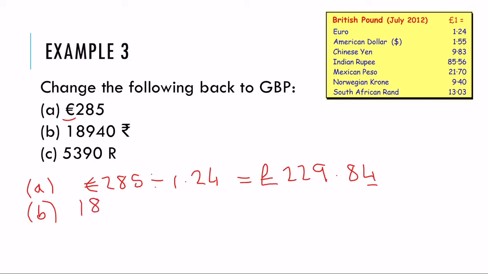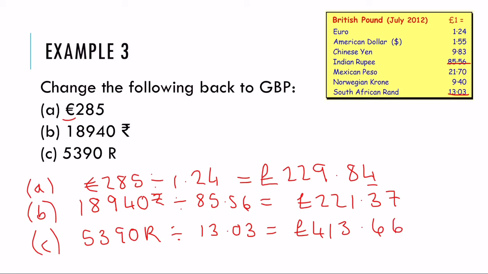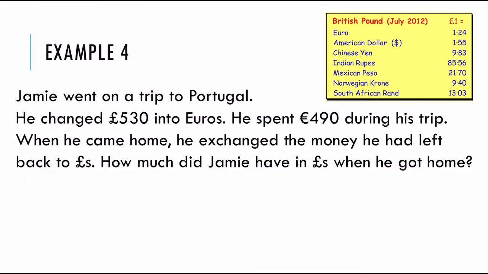For part B, I've got 18,940 rupees. So I divide by the exchange rate for the Indian rupee, which is 85.56. And I get £221.37. Again, that's rounded to 2 decimal places. For part C, I've got 5,390 South African Rand. So I divide by 13.03. And this gives me an answer of £413.66.